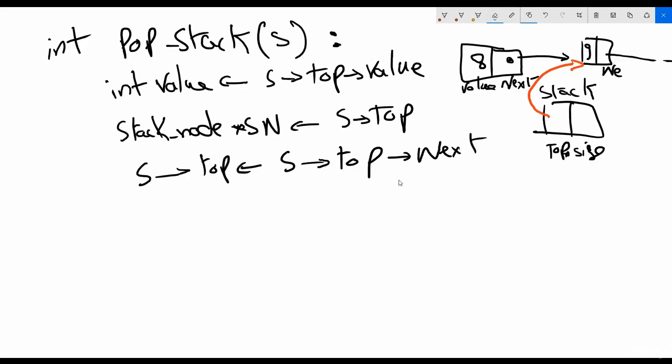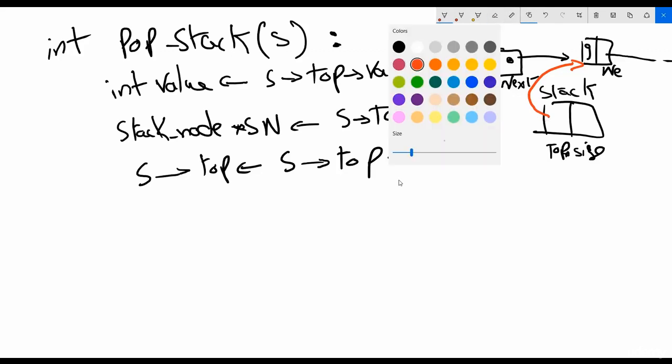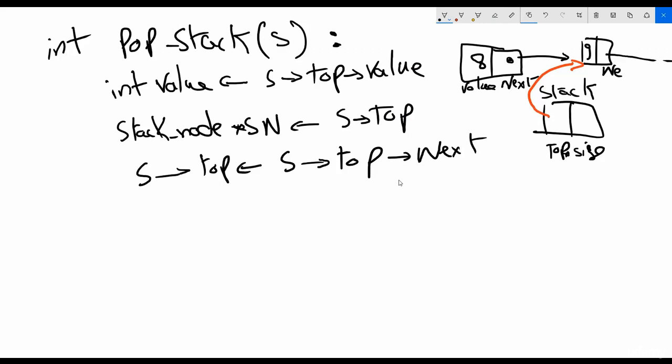So let's do that. Let's write that. Yeah, we already written that. Okay. And then after that, we have to free this node. We have to delete it from the memory. We don't need it anymore. So we're going to free.